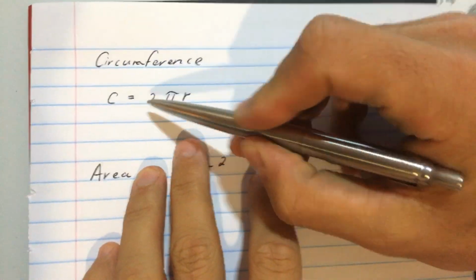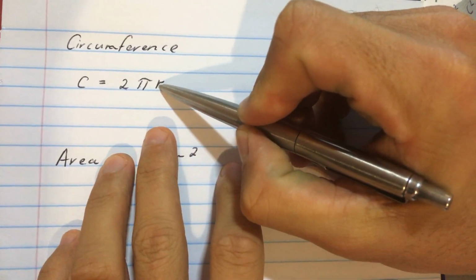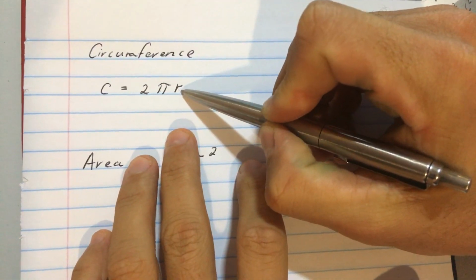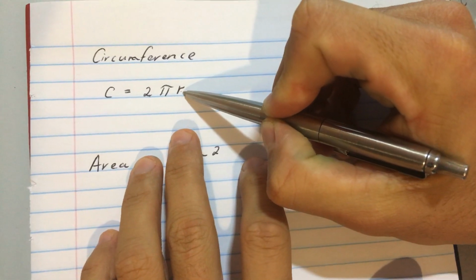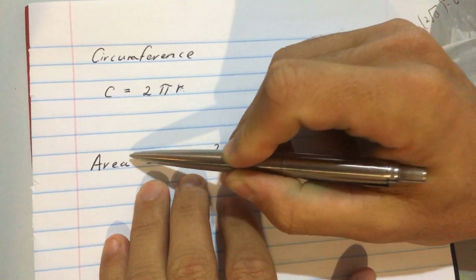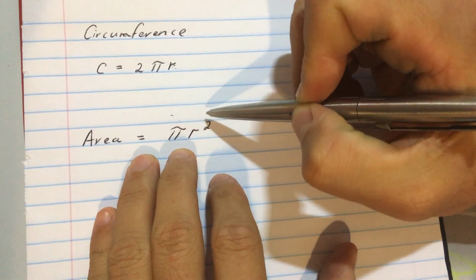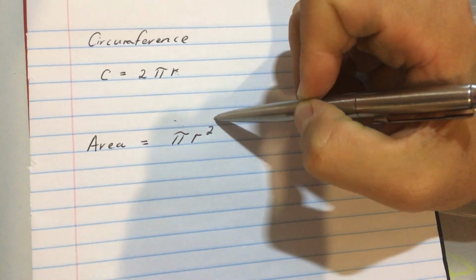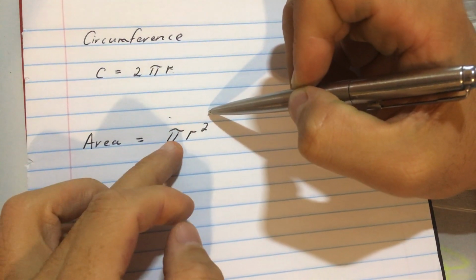But let's start with circumference. So circumference is 2 pi times radius. You have to know it off by heart. If you don't know it off by heart, you get it wrong. So you have to know it off by heart. And then the area of a circle is pi times radius squared. Okay, so please make sure you know these formulas off by heart.